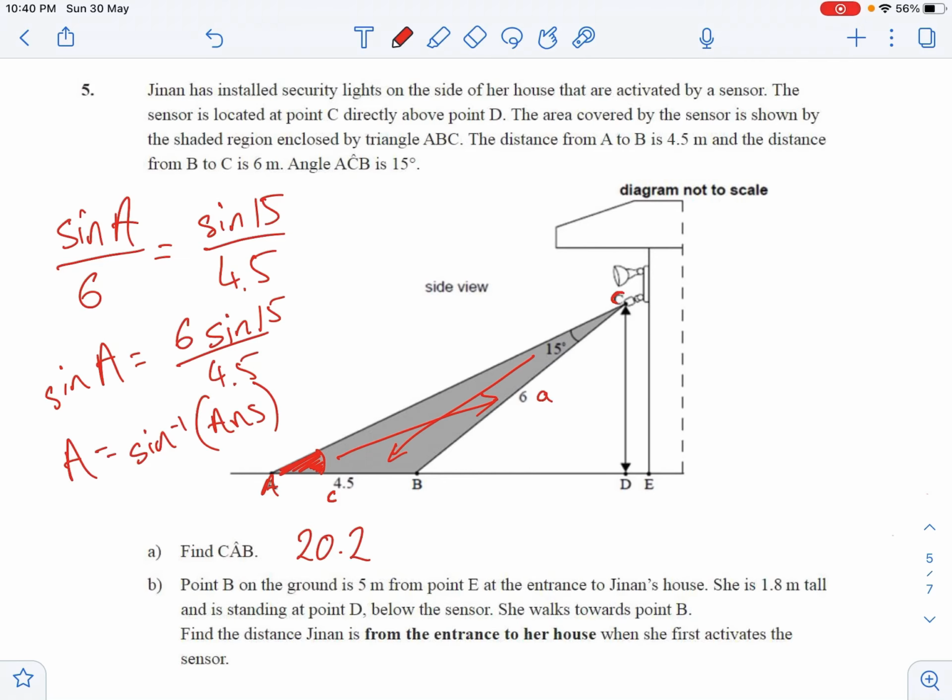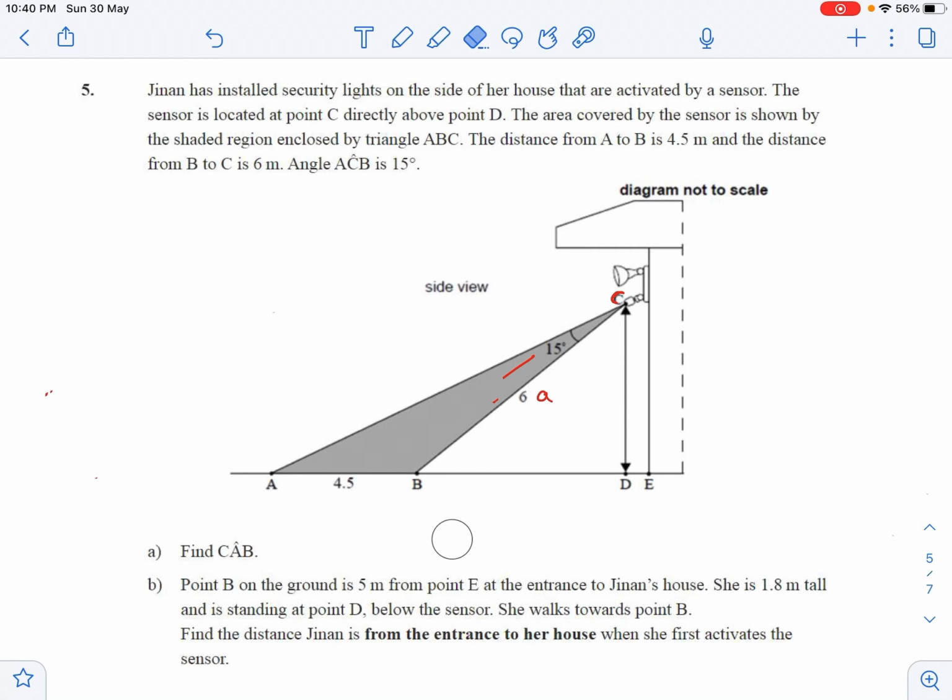Then we are now looking for a very tricky one. So, reading this carefully, point B on the ground. I'm just going to clear what I've written off here, so we've got a bit of space to doodle all over this. All we know so far is that that is 20.2. That's going to help us. So point B is 5 metres from E. Let's put that information in there. That is 5 metres.